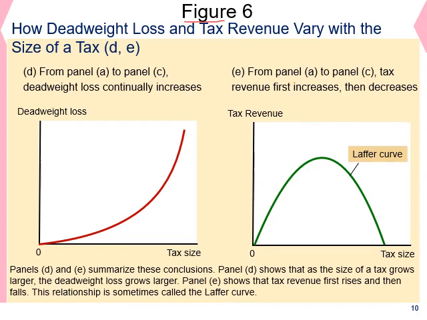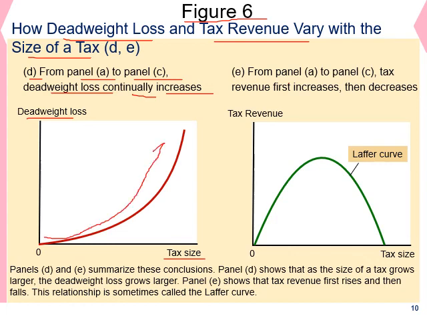To continue with figure 6, how deadweight loss and tax revenue vary with the size of the tax. In panel D, from panels A to C, deadweight loss continually increases. If we plot the deadweight loss on the vertical axis, the y-axis, and the size of the tax on the horizontal axis, the x-axis, we can see that deadweight loss continually increases with the tax size. So as the tax size increases, deadweight loss also increases.